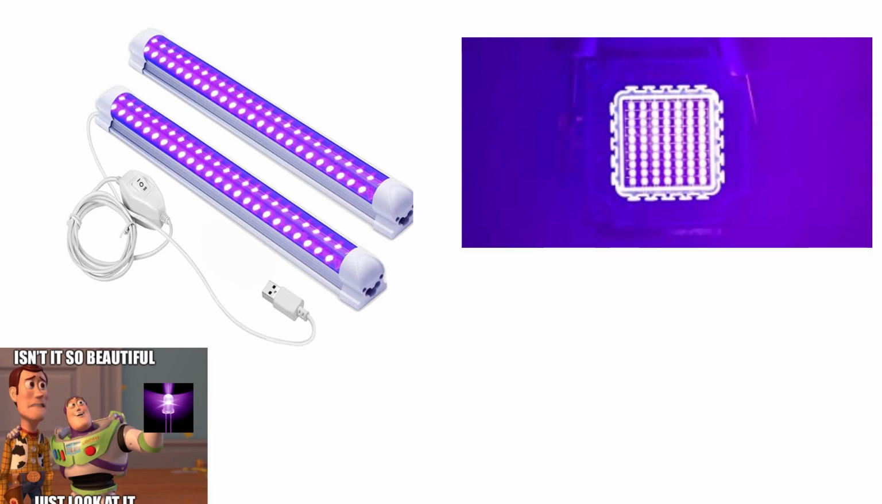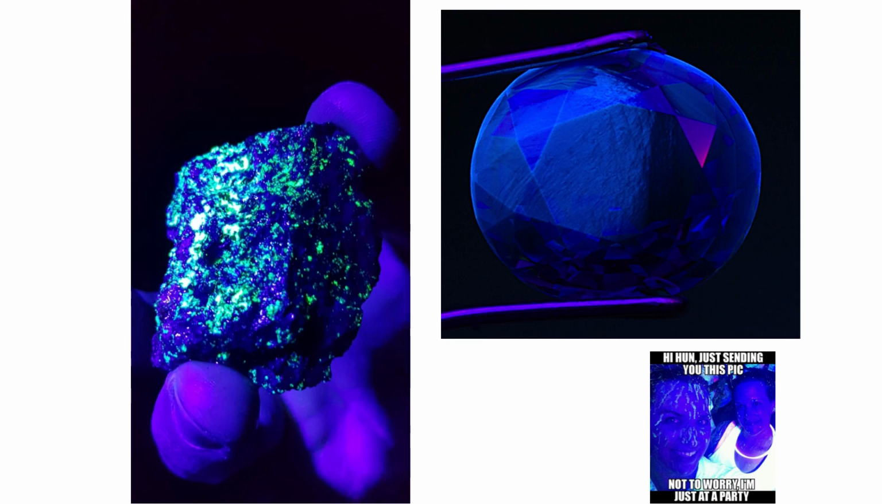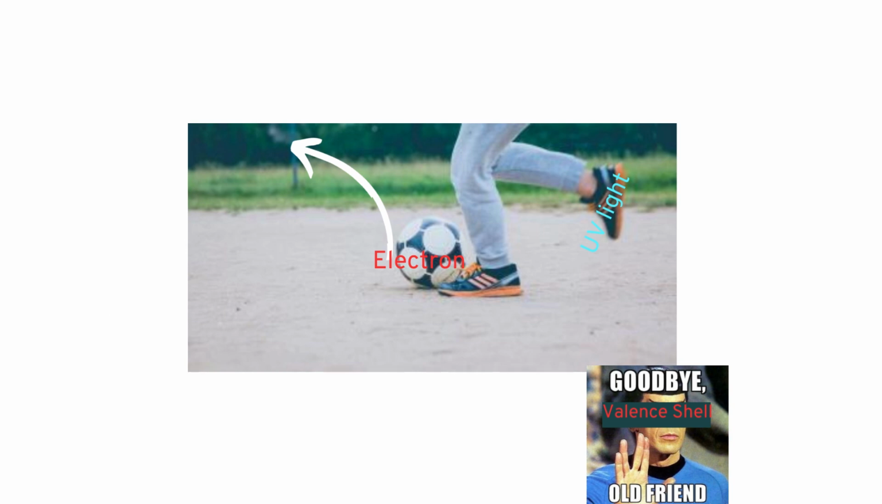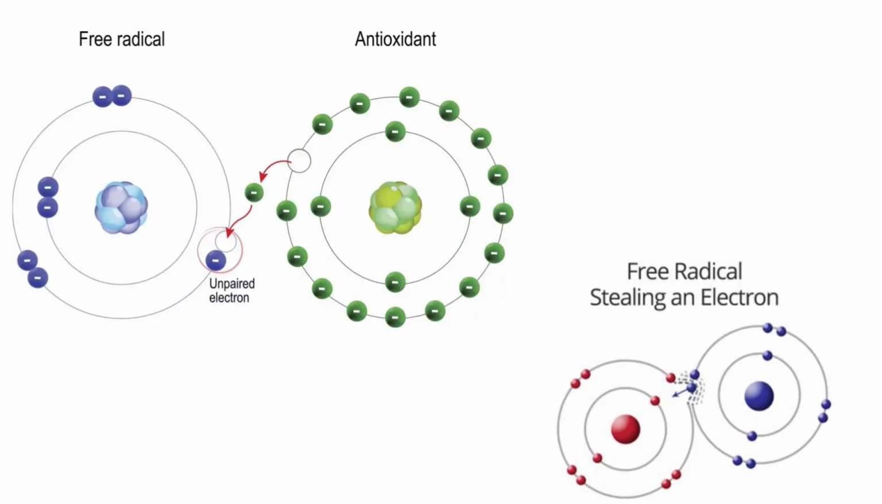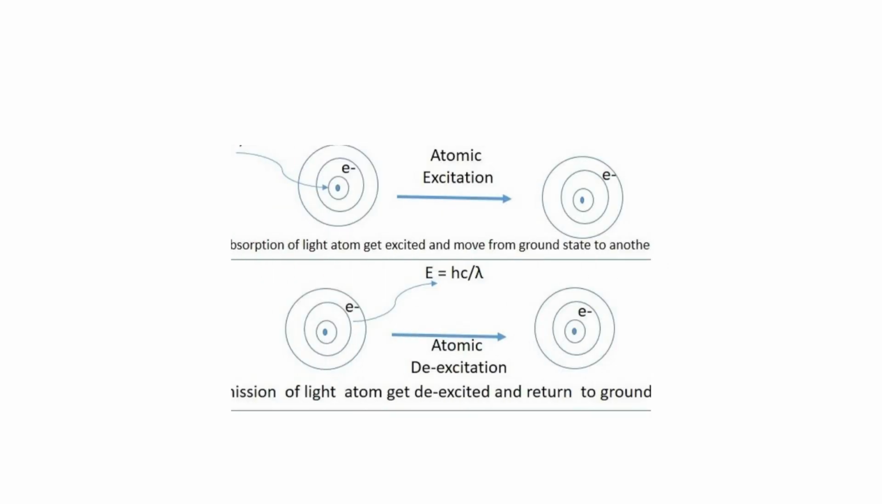The interaction of UV radiation with matter can lead to a range of physical and chemical effects. Some of the effects of UV radiation on matter include: 1. Photoionization. UV radiation can ionize atoms and molecules by ejecting electrons from their outer shells. This process can lead to the formation of free radicals and other reactive species, which can cause chemical reactions and damage to biological systems.